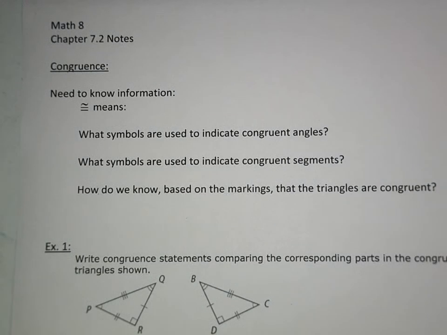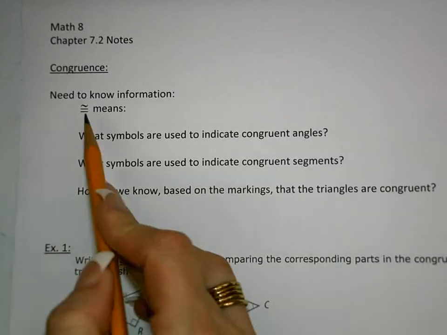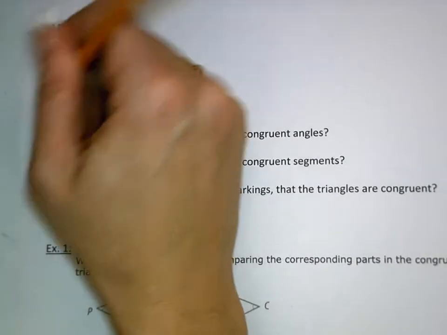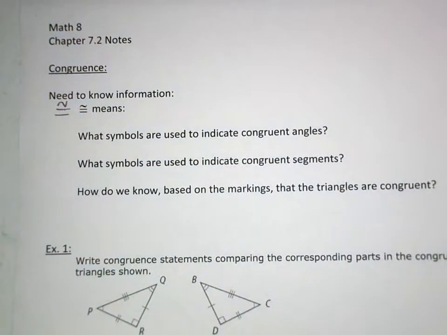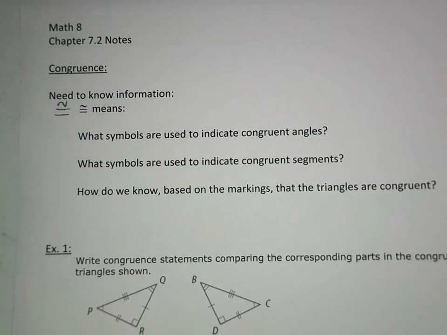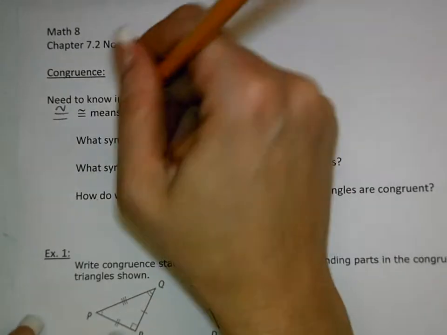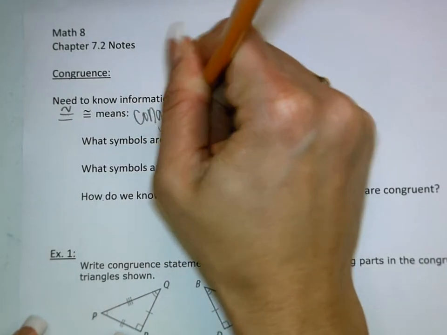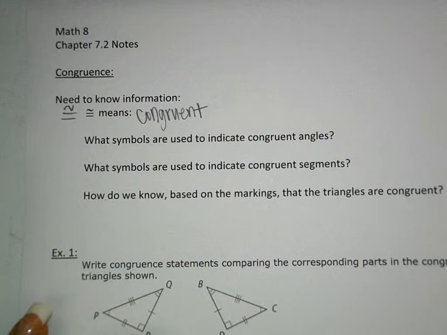A couple of things that you need to make sure you know. The first one is this symbol. Okay, the symbol is like an equal sign. If you can't see it, it's an equal sign with a squiggly line on top. Does anyone know what that means? That means congruent. So that symbol means that two things are congruent.